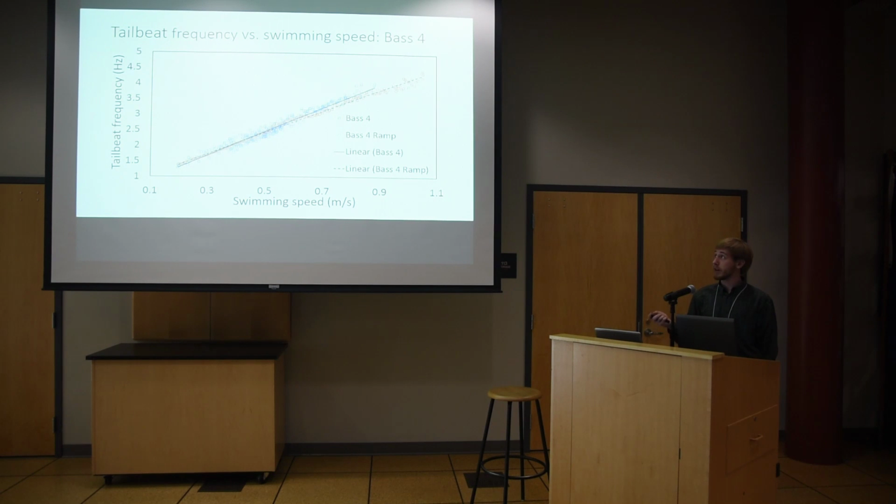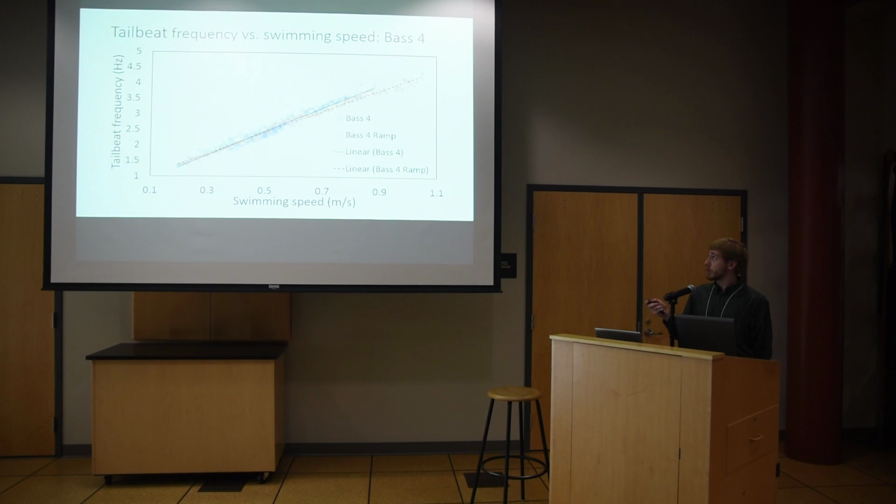Taking all that data, we arrive here. This is tail beat frequency versus swimming speed for bass number 4. On your y-axis, we have our tail beat frequency in hertz, or rather, how many beats per second the tail is swinging at, and the swimming speed in the flume, how fast the fish is swimming.